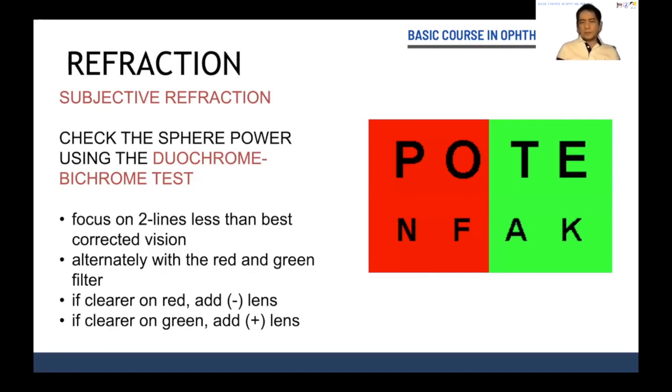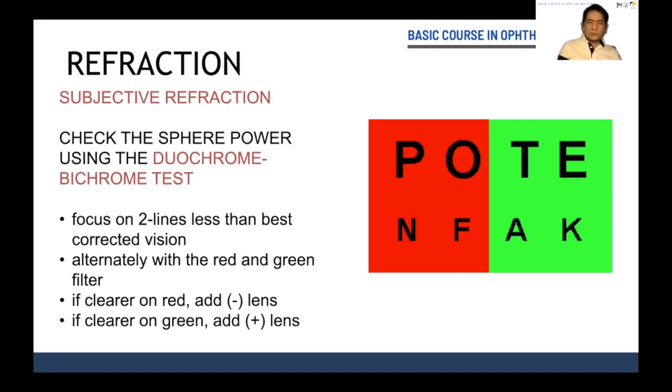The duochrome bichrome test is presenting two different filters, red and green filters. Then ask the patient to look at the letters over the red filter and compare it with the letters over the green filter. So you ask the patient, are they equally clear, or one appears to be clearer than the other? So if the patient reports that the letters on the red are clearer, then you are still in the myopic side. You need more minus to make it equal with the green filter.